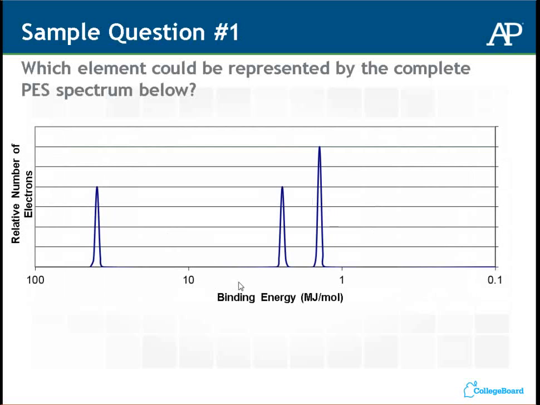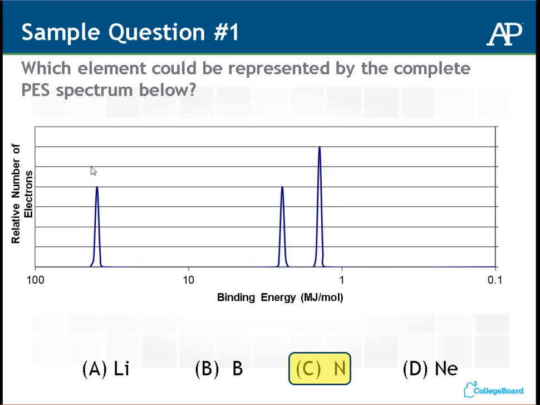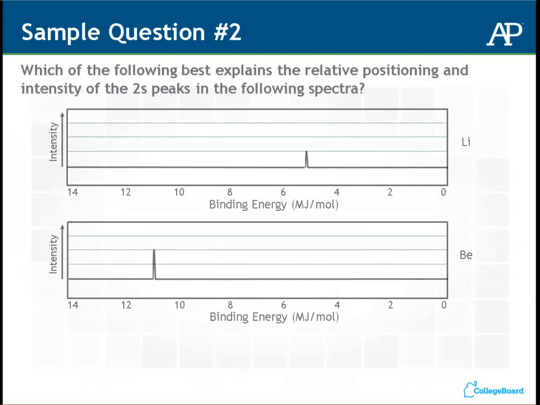Alright, so which element could be represented by this spectrum? So I want you to pause and see if you can identify it. Okay, so let's take a look. If this is the highest energy, this is going to be my 1s, my 2s, my 2p. This is 1, 2, 3, 4 bars, so that's 2 electrons. Another 2 bars is going to mean a third electron. So I have 3 plus 2 is 5 plus 2 is 7. And that's going to be nitrogen.